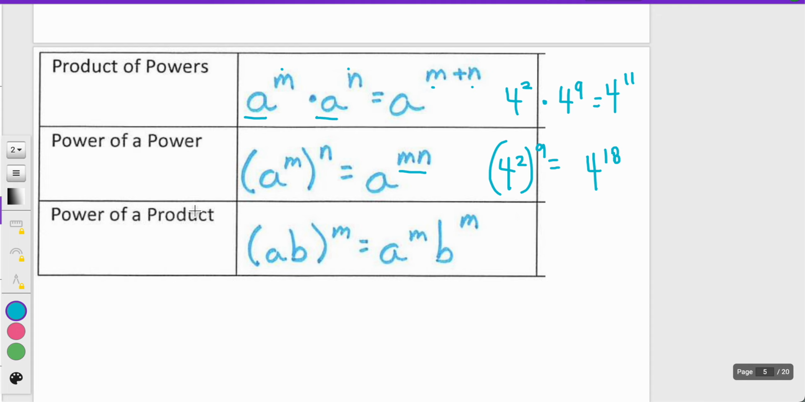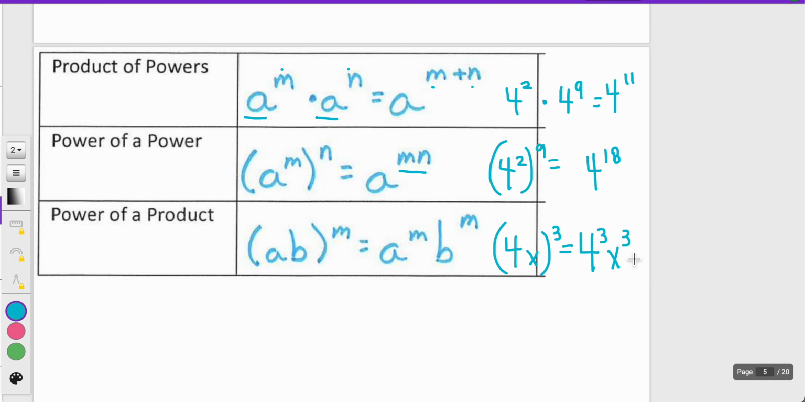The last one is a power of a product, and that just means I have two separate bases inside of parentheses and one exponent on the outside of the parentheses. That exponent is like it's distributing to both of the bases inside the parentheses. So let's say I have 4x to the third power. That would mean I would get 4 to the third and x to the third power.